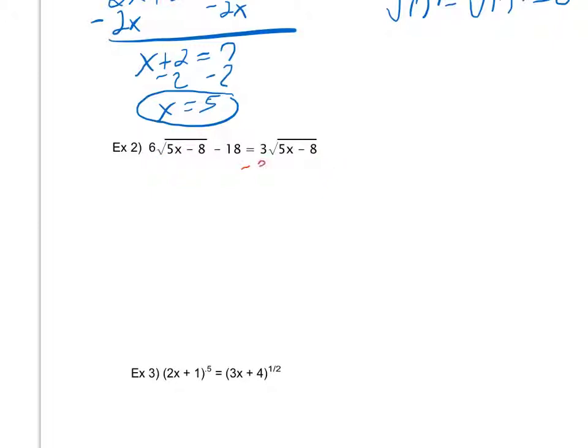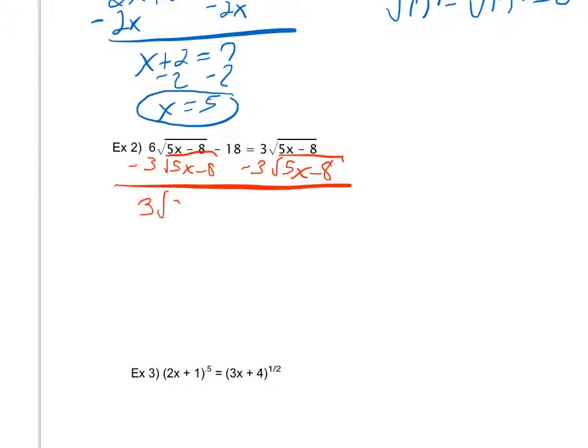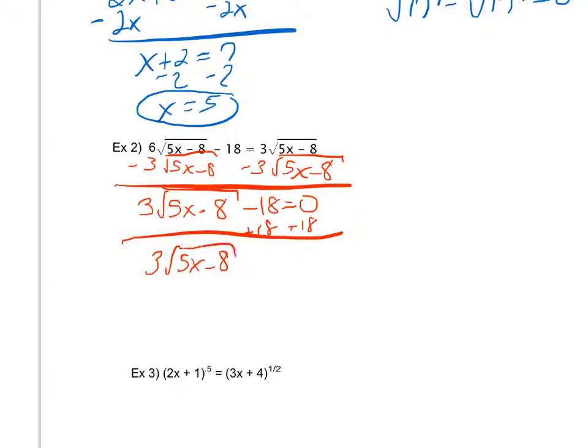I'm going to subtract 3 times the square root of 5x minus 8 from here, and then I will also subtract it from here since they're like terms, giving me 3 times the square root of 5x minus 8 minus 18 equals 0. Now I only have one radical, so it's very similar to the previous video. I'll isolate this radical by first getting rid of add or subtract. I'll add 18 to both sides, giving me 3 times the square root of 5x minus 8 equals 18. I'll divide by 3, and I get the square root of 5x minus 8 equals 6.